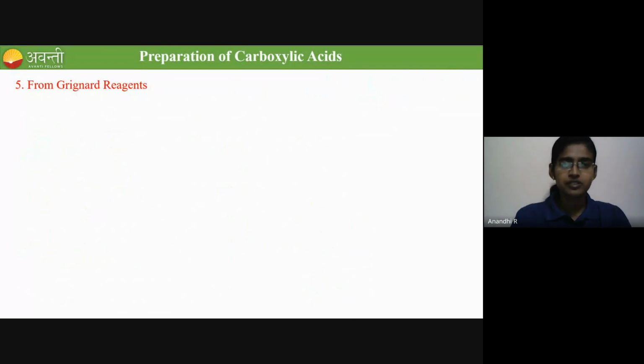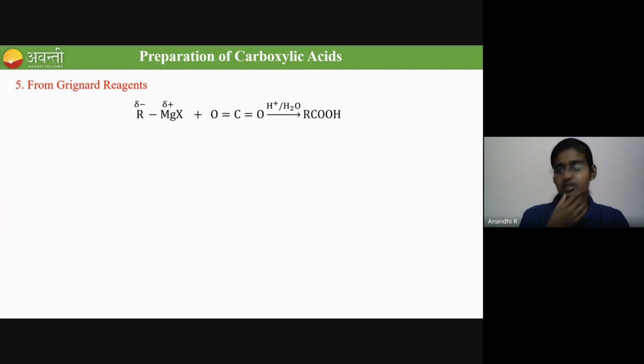And coming to the fifth preparation of carboxylic acids, that is from Grignard reagent. What is the formula for Grignard reagent? It is RMgX, right? RMgX on treatment with carbon dioxide, which is called dry ice. This carbon dioxide is an example of a carbonyl compound, see, the double bond O group is present there, no? So it is an example of a carbonyl system. And this on treatment with acidic hydrolysis leads to the formation of RCOOH.